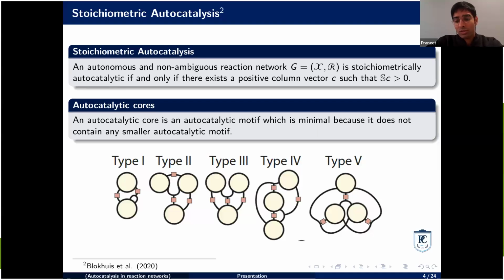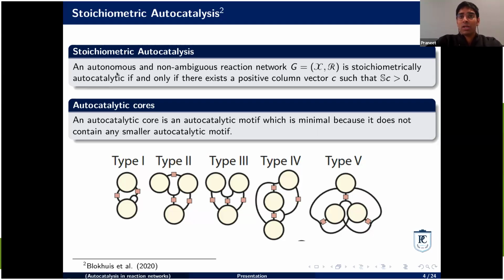First of all, to start, let me talk about one of these papers, which appeared in 2020. It's by Alex, David, and Philip. Two of them are in the meeting now. It was about stoichiometric autocatalysis and the classification of the different types of cores that can appear in stoichiometric autocatalysis. First of all, stoichiometric autocatalysis was defined as autonomous.